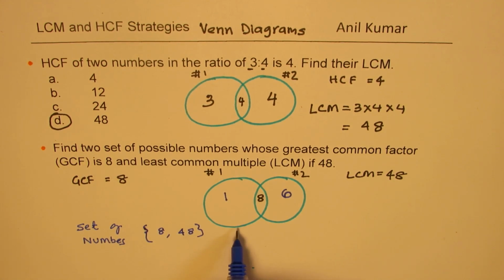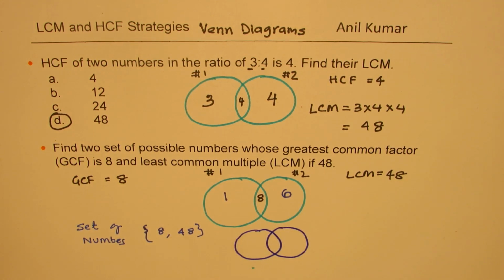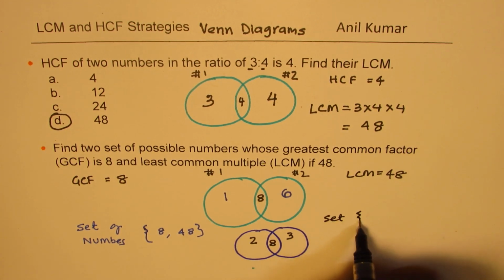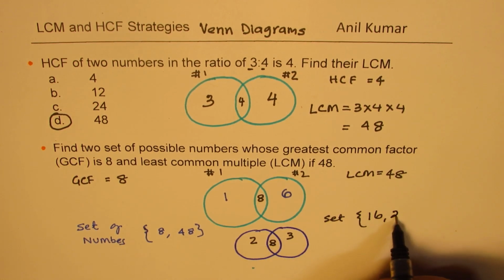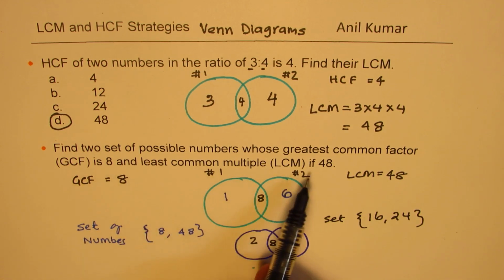Can you give me another combination? Well, we could have another combination like this. Let me sketch another one here so that it doesn't really confuse you. So let's say another combination could be, we have the number 8 here. We need LCM of 48. So I could split this 6 as 2 and 3, for example. So what do I get? So this time I get the set of numbers as 8 times 2 is one of my numbers, which is 16, and 8 times 3 is 24. So we get the second number. So these two numbers will definitely give you greatest common factor of 8 and LCM of 48.